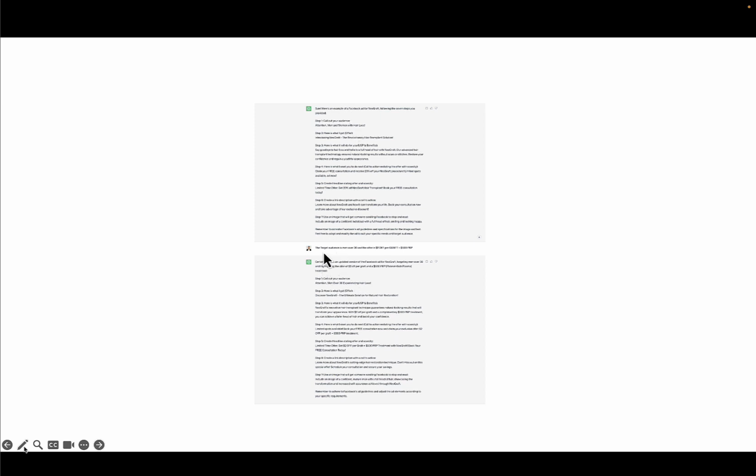And then again, the audience is men over 30 and the offer is $2 off per graft. And you could see it's like attention men over 30 experiencing hair loss. That's a little iffy on Facebook, but I like what it's doing. Discover NeoGraft, the ultimate solution for natural hair restoration. That's fine. NeoGraft's innovative hair transplant technique guarantees natural looking results that will transform your appearance, with $2 off per graft and a complimentary $500 PRP treatment. You can achieve a fuller head of hair and boost your confidence.